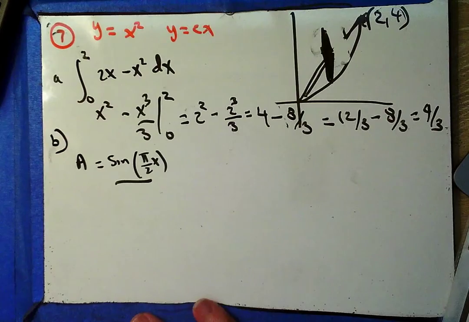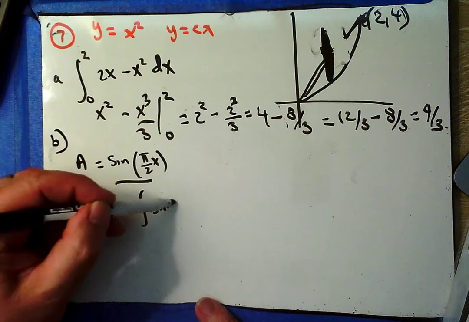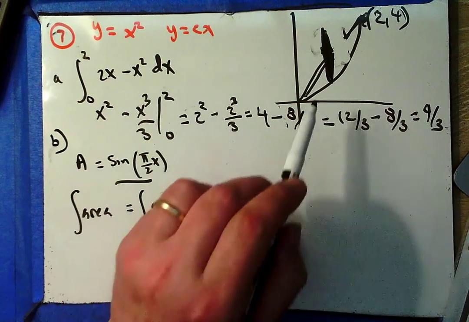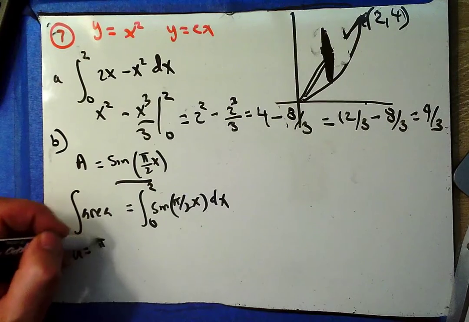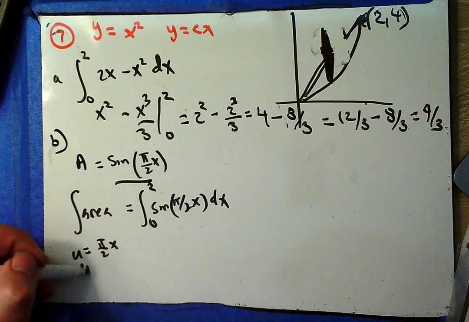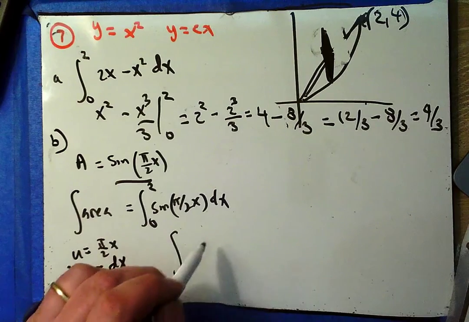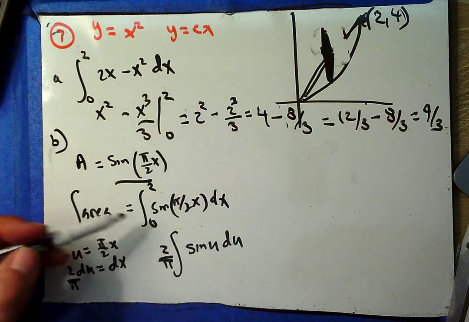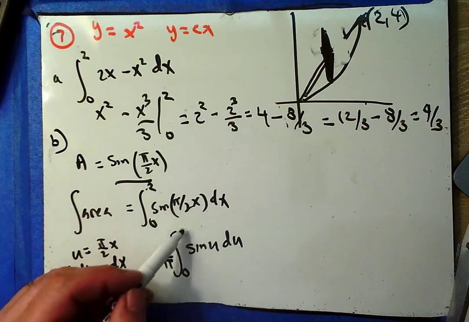So if I think about integrating area, that's going to be integrating sine of pi over 2 x. Now, where am I integrating this dx integral? From 0 to 2. So, if u equals pi over 2 x, then du equals pi over 2 dx, so 2 over pi du equals dx. And so this becomes sine u du with this constant out in front. Now, if we use u-bounds, we were going from 0 to 2. If I plug in a 0, I get 0. If I plug in a 2, I get pi.